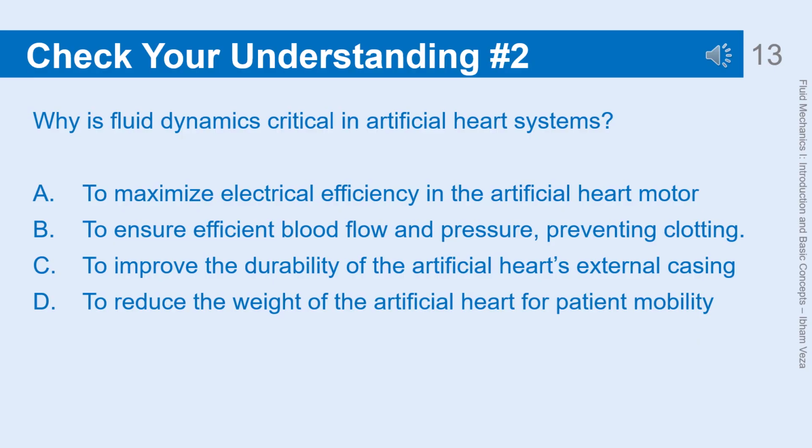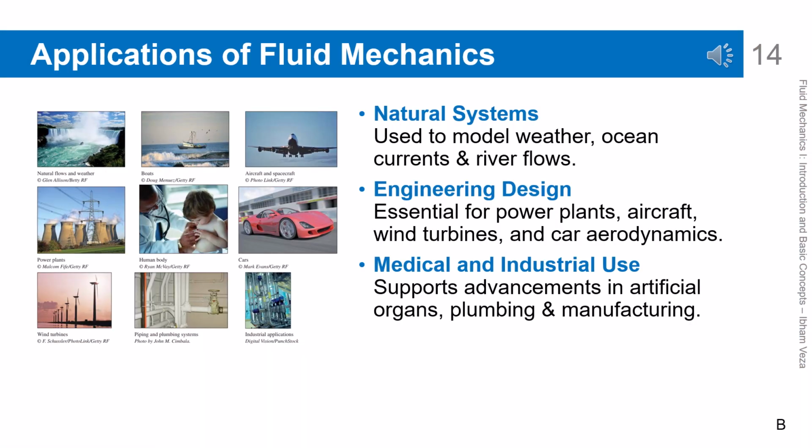Check your understanding number 2. This question emphasizes that the main purpose of fluid mechanics in artificial hearts is to ensure efficient and safe blood flow. The focus is not on electrical efficiency or device weight. Poor flow behavior can create serious risks for patients. Therefore, fluid aspects become central in the device design. This question tests understanding of application rather than simple definitions.